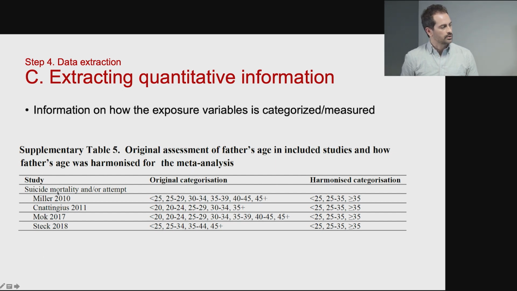For example, we documented how each study defined and categorized the exposure, here the father's age. From these categories, we recategorized into these three categories that are the same across all four studies. So once you pool all the results together, when you say young paternal age, we are talking about the same thing for all the studies. Right, makes sense?